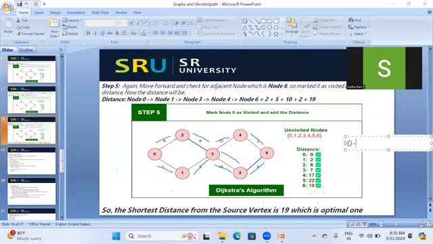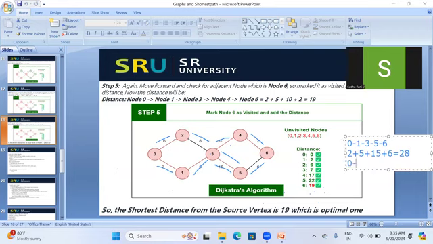0 to 1, 1 to 3, 3 to 5, 5 to 6. What are the values? 2 plus 5, 5 plus 15, 15 plus 6. So 26, 27, 28. We got the value 28.